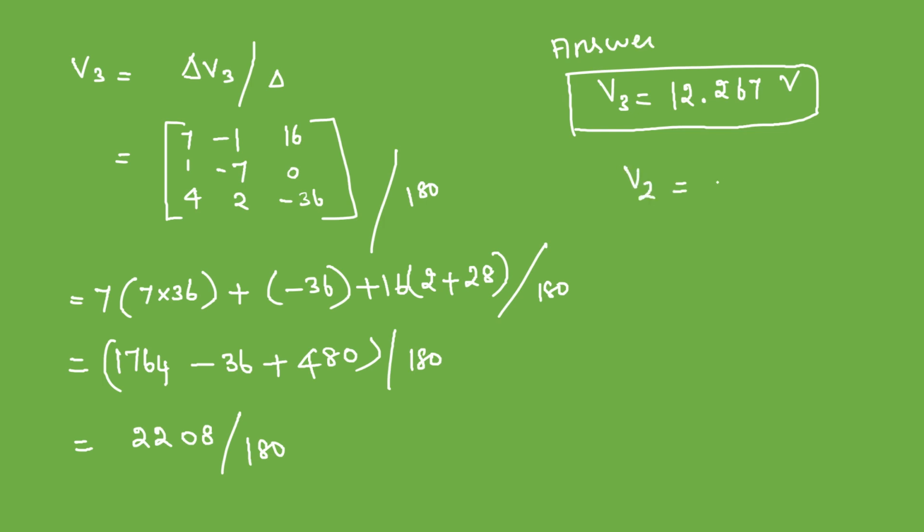V2 is how much? 12.265. And what is V1? V1 is equal to 10 ohms. So we got all the three answers. Okay, thank you.